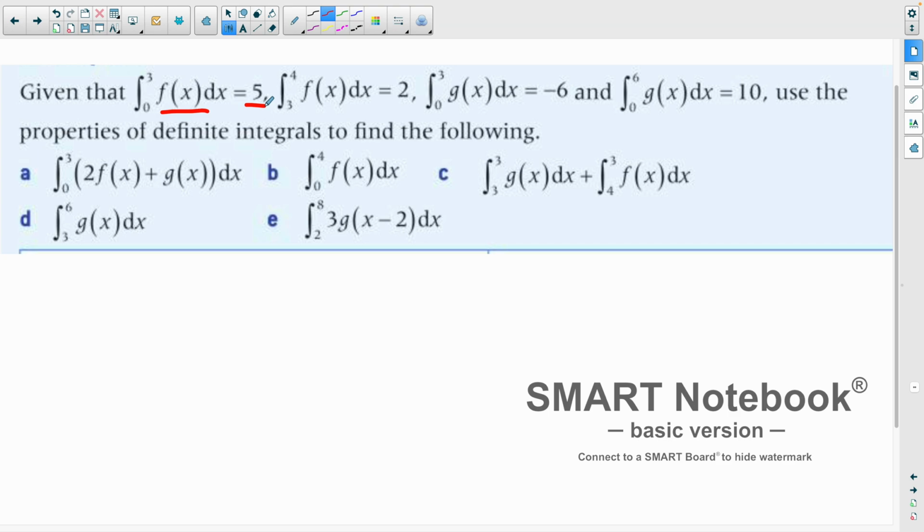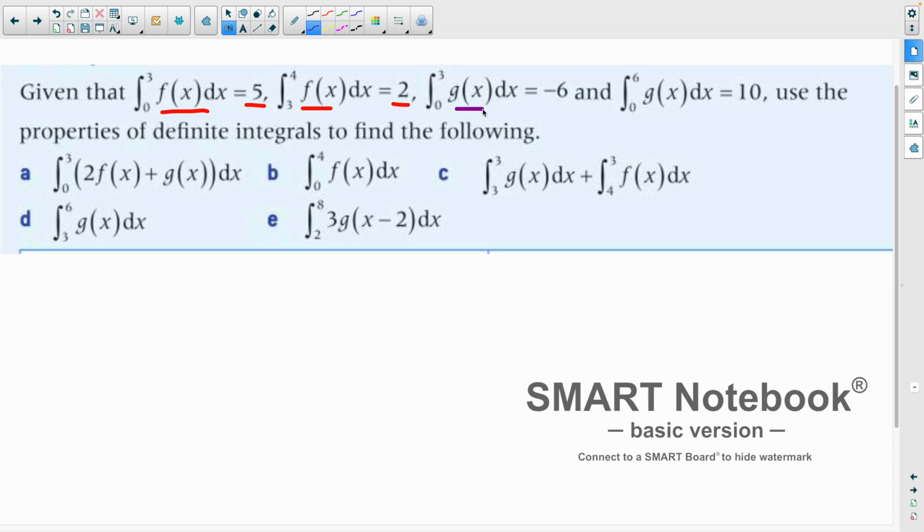The thing about this is, I don't really know what the shape of f of x is, but I know the area is 5. Okay? It could be a circle, rectangle, triangle, whatever. Okay? The same f of x, but I'm going from 3 to 4. That area is 2. I change functions, g of x is 0 to 3, and it's negative. So what might that indicate from what we talked about on Friday?